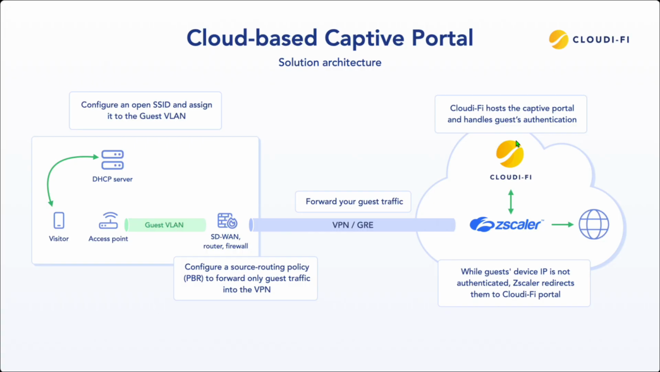At the captive portal, the user will then authenticate with whatever method is provided for them. Once authentication occurs, Cloudi-Fi sends sample messages to Zscaler, informing them that the user is now authenticated, which prompts Zscaler to send the user to a success page of the company's choice.